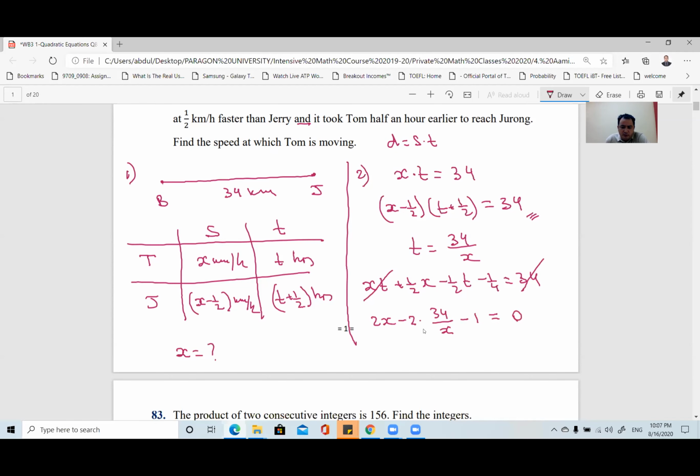To solve this one, multiply both sides by x, because x is not equal to 0, and because x is a speed, so 2x squared minus x minus 68 is equal to 0. At least until the quadratic equation, you should write in these questions. Just explain and write it down and show me that, and that much is enough. We don't have to continue from here because after that, you know what to do. Okay, Amira?